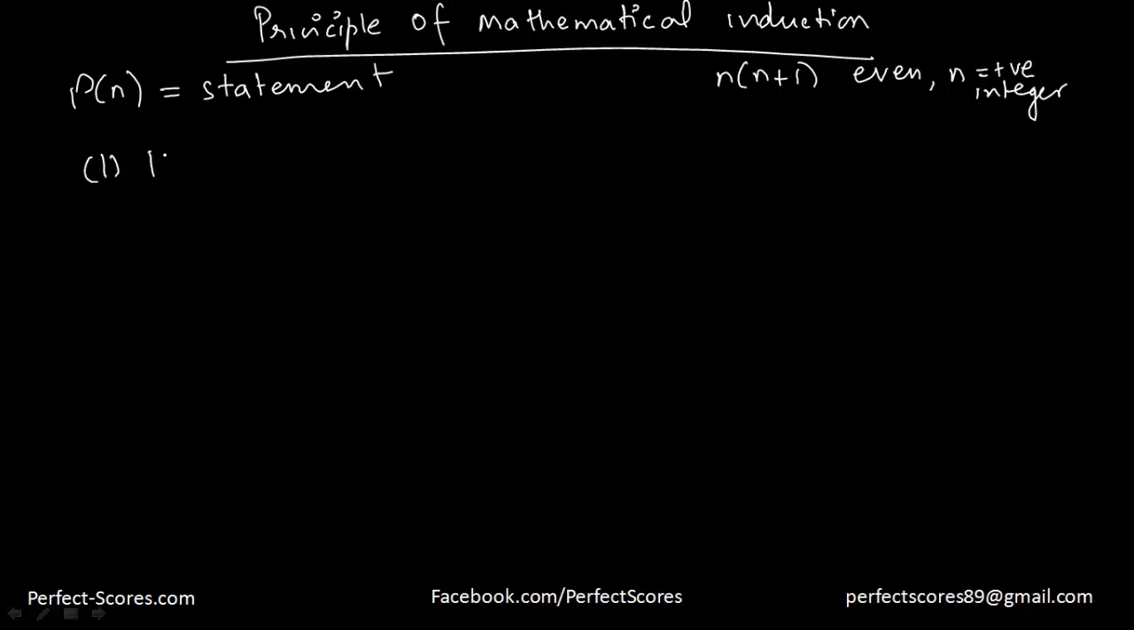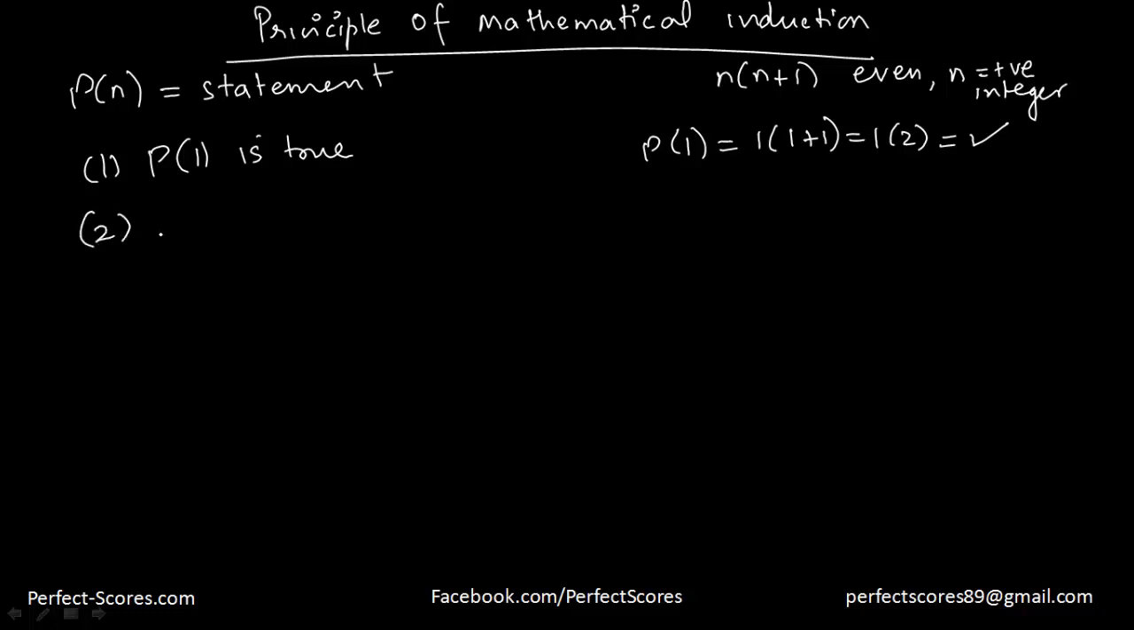The first condition is that P of 1 is supposed to be true. So what is P of 1 here? P of 1 over here is 1 into 1 plus 1. Is 1 into 1 plus 1 an even integer? Yes, it is, right? So that's the first restriction that should be followed.